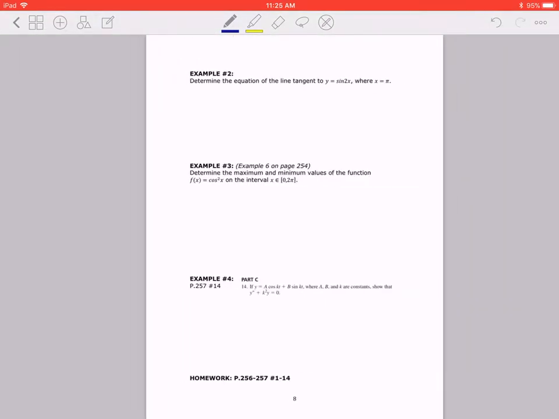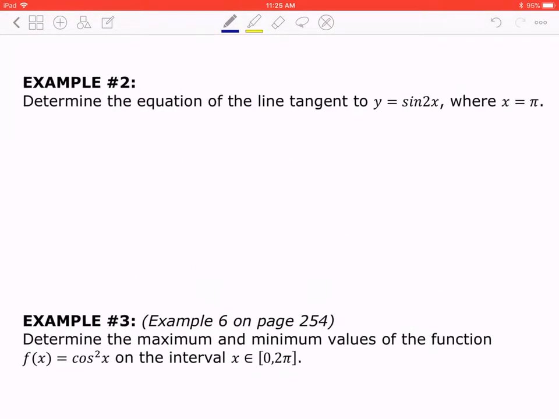Let's keep going. Example number 2. Determine the equation of the line tangent to y equals sine 2x, where x equals pi. So when you finish this, make sure you express your final answer in standard form. So instead of pressing pause and trying this and pressing play again, just try this. And when we reconnect in part 2 of this video, I will take it up accordingly. I hope this makes sense.